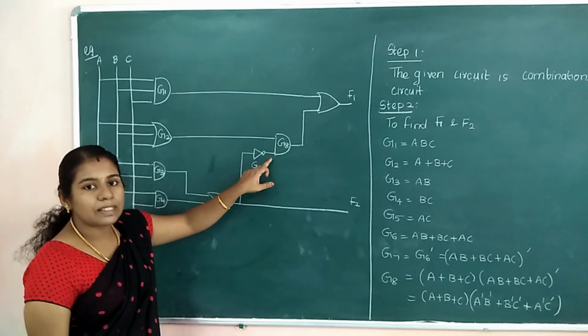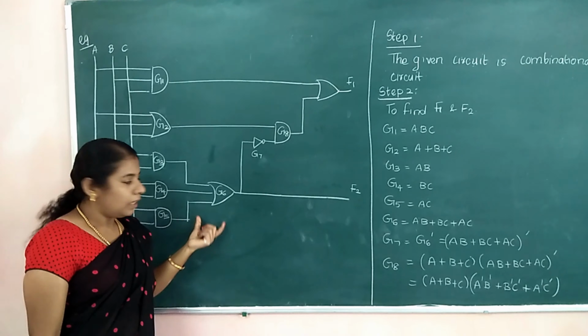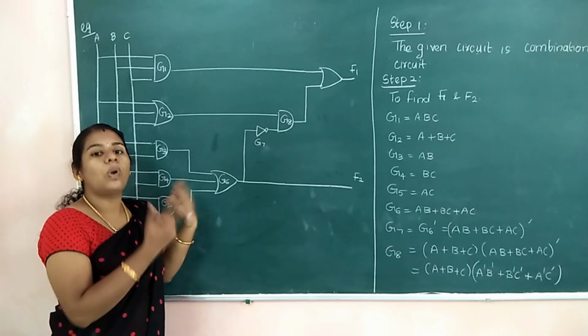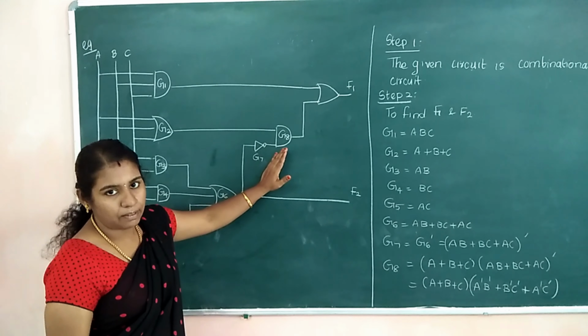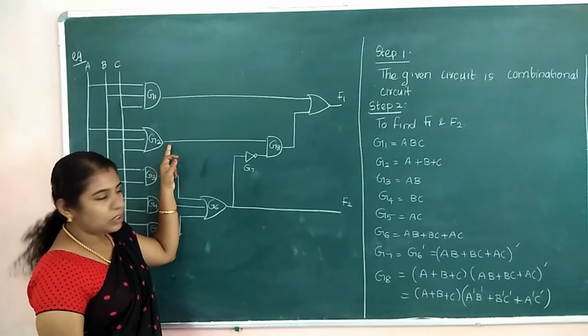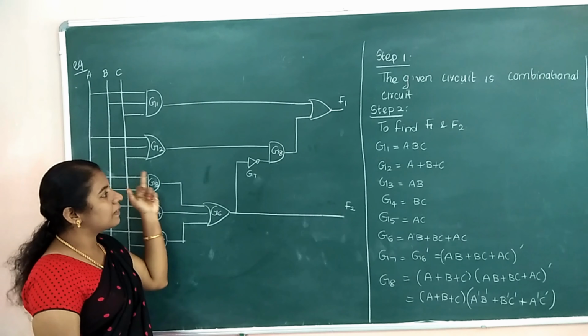Then G7. G7 is the NOT of G6. So it will be AB plus BC plus AC, the whole complemented. That is the output of G7. Then that one gets multiplied with G2. G2 is A plus B plus C.